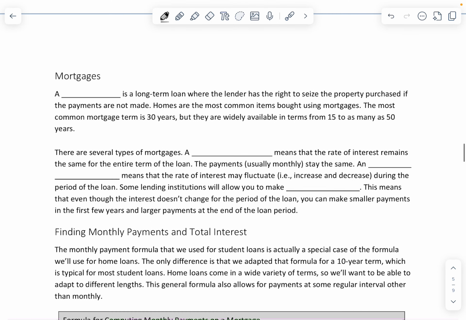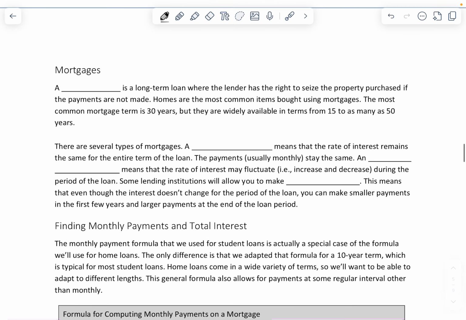Okay, let's define some terms. A mortgage is a long-term loan where the lender has the right to seize the property purchased if the payments are not made. Homes are the most common items bought using mortgages. The most common mortgage term is 30 years, but they are widely available in terms from 15 to as many as 50 years. There are several types of mortgages.